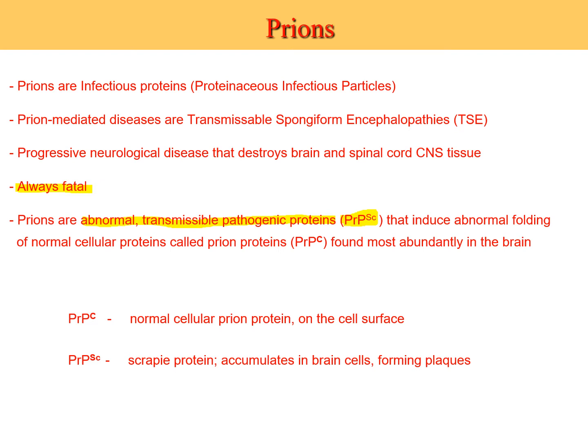Not all of the mechanism is exactly understood, but if a person gets contaminated with this protein, PrPSc, scrapie PrP, it will induce abnormal folding of a normally present prion protein in neural tissue called PrPC. So PrPC gets converted into PrPSc, scrapie. C is for cell. The normal prion protein is on the cell surface, particularly of the neural cells, and the scrapie protein will accumulate in the brain and form what are called plaques and destruction of brain tissue. Scary disease.